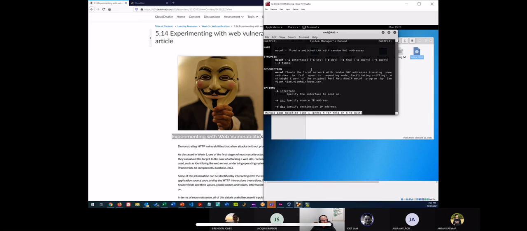MAC flood: flood a switched LAN with random MAC addresses. So that's one way to do a MAC flood attack, and we talk about that in week 2. We looked at using HPing3 for doing IP spoofing and so on.